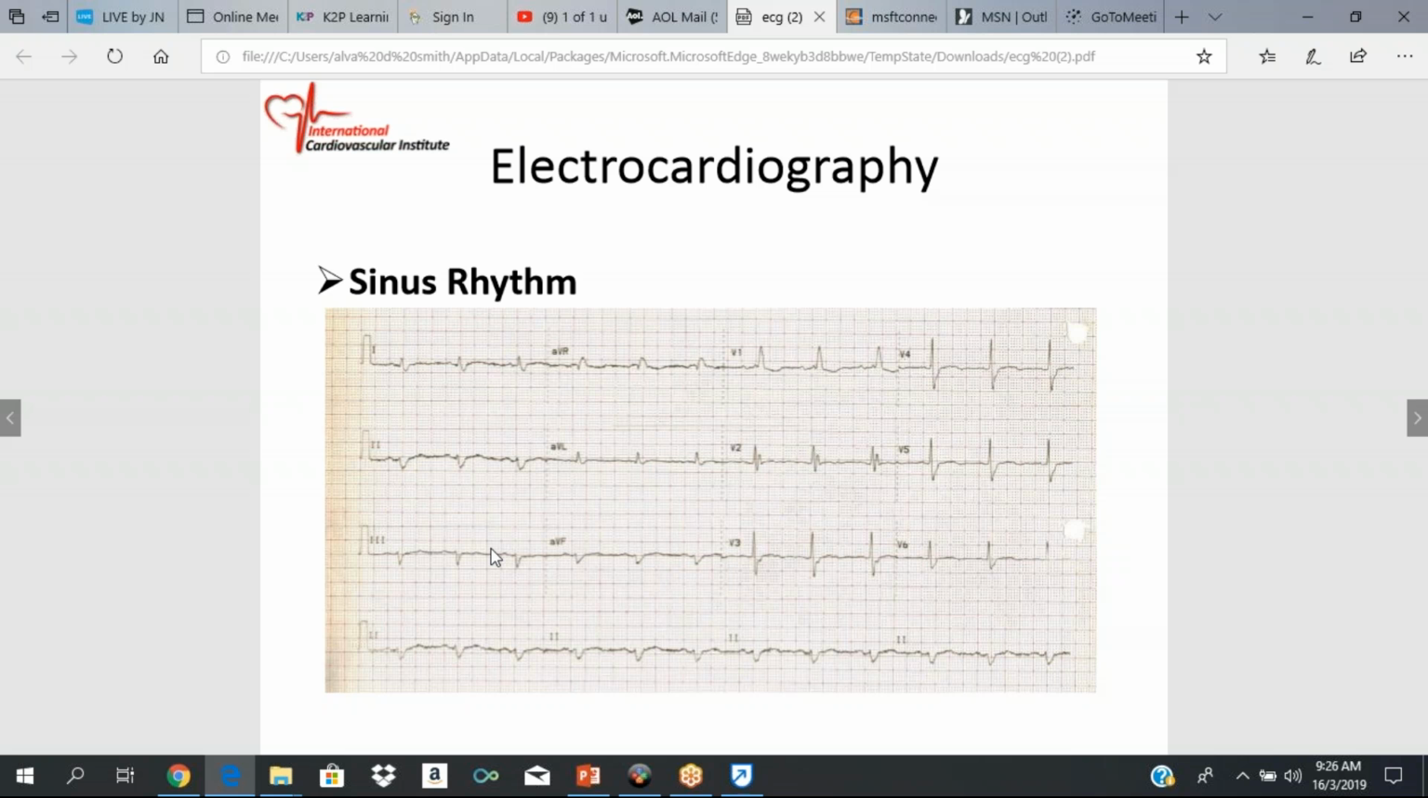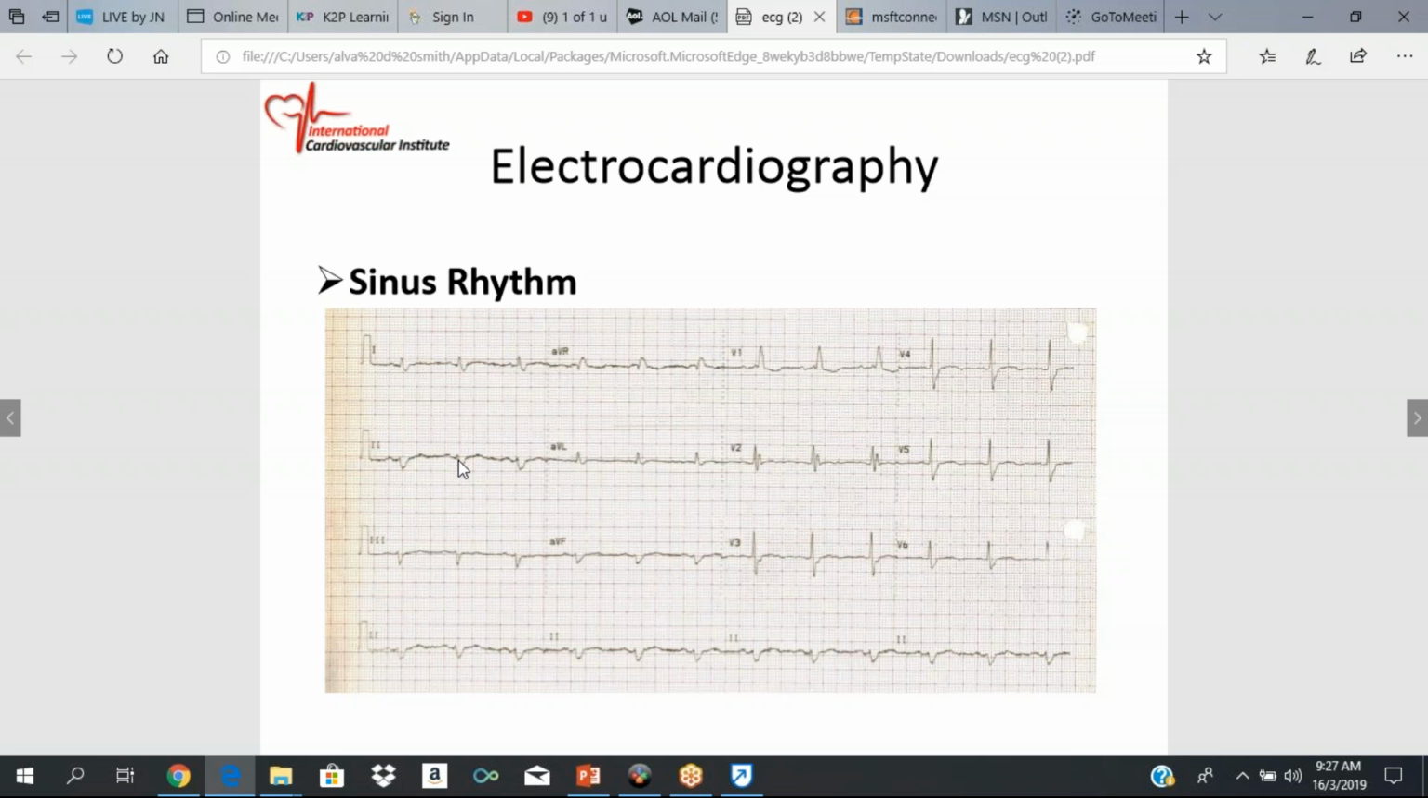Okay? So the heart rate satisfies the normal sinus rhythm criteria. The upright P waves in leads 2, 3, AVF satisfy the criteria, and so do the PR interval and the QRS duration. The QRS duration is just how wide the QRS is, and it should be less than 120 milliseconds. And again, remember what we said, each tiny block is 40 milliseconds.